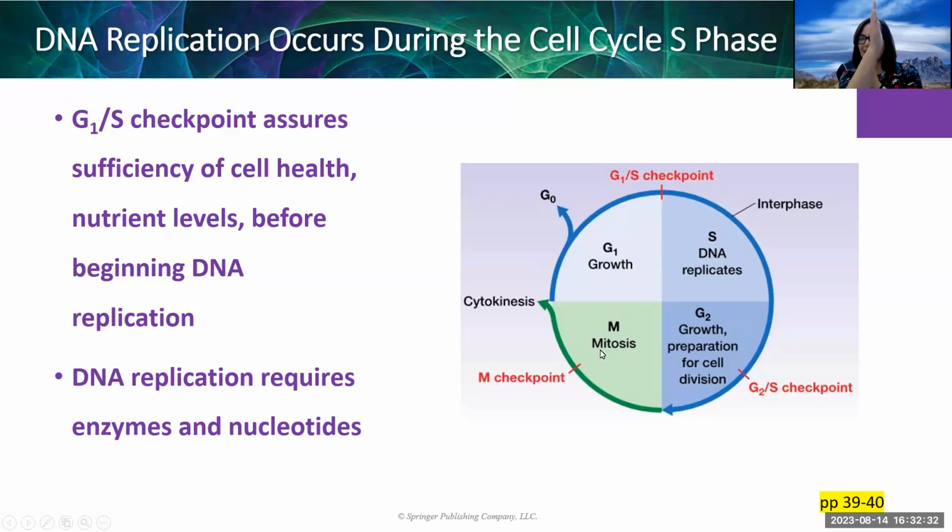If the chromosomes are not lined up correctly, if the spindle fibers haven't grabbed hold of the chromosomes to pull them apart, that cell is not allowed to go through mitosis. We will get back to this when we talk about neoplasia, when we talk about cancers.